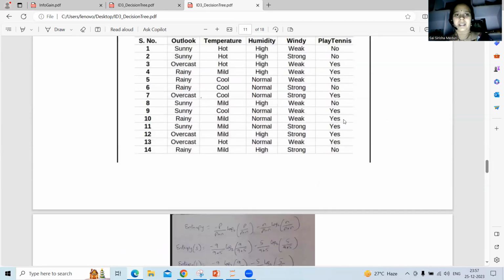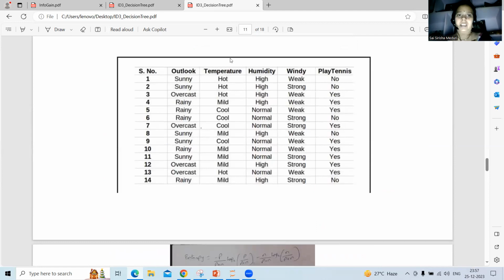If you see this, any feature you take here, outlook, temperature, humidity, windy, these are all features. Features are independent variables. And play tennis is the dependent variable, or the target. If you see any of the independent variables, it is taking only a very few set of predefined values. For outlook, it is sunny, overcast, rainy.